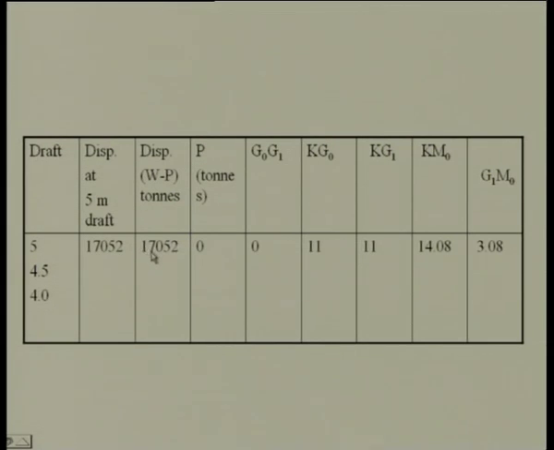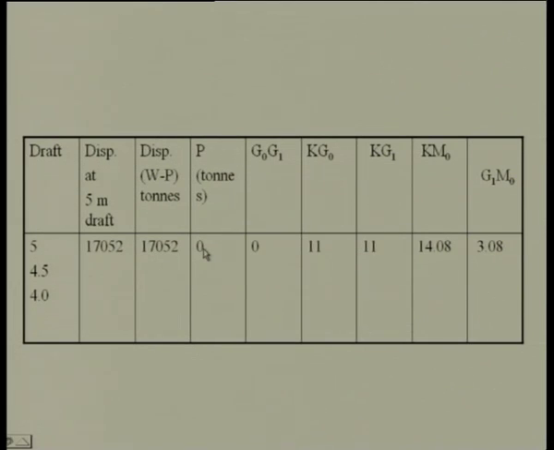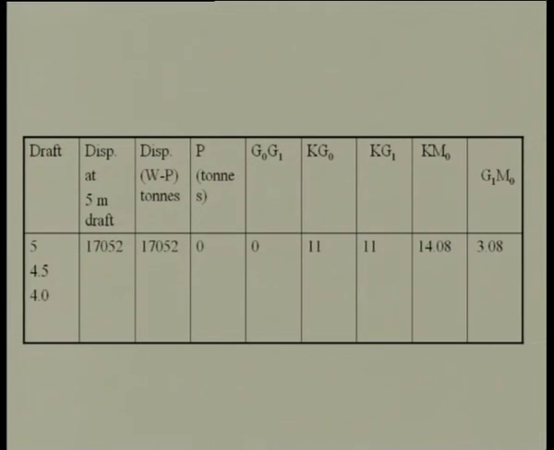Then what happens is that the P keeps increasing. Okay, the ship is being dry docked. So slowly the weight or the displacement of the ship, the draft comes down, and therefore the buoyancy decreases and the weight displacement W minus P decreases. Now, in this case you can see that the P keeps increasing. I have not written down the values.